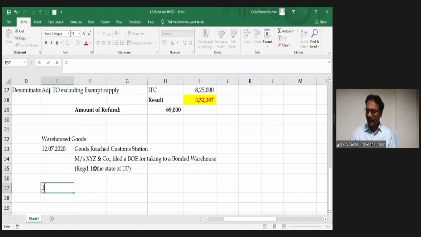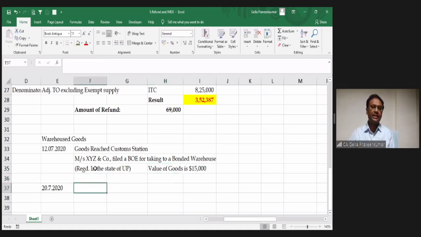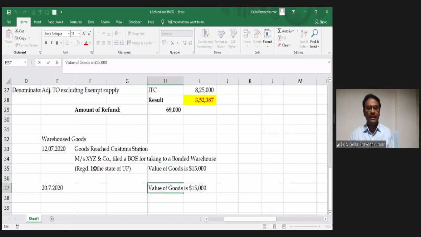20th July 2020. Now, assuming the value of goods is, say, $15,000. Now, on 20th July, there was news that the material which was imported is going to be at a little higher price because of global price concerns. So the value happens to be 18,000.